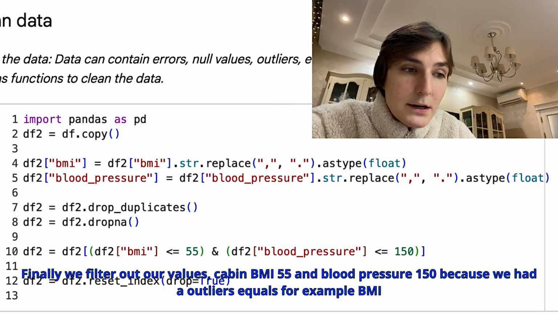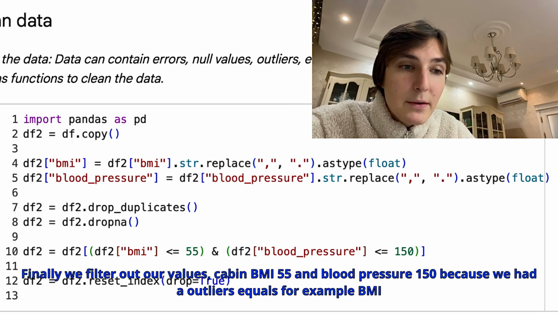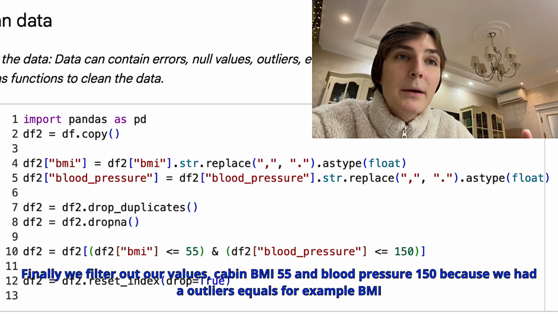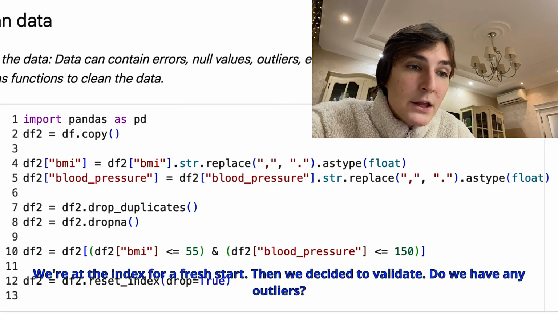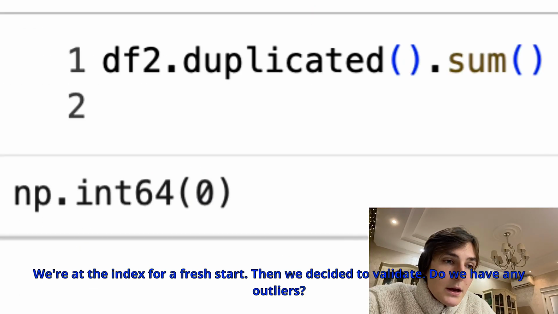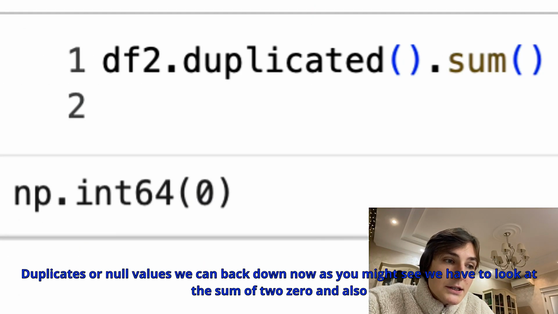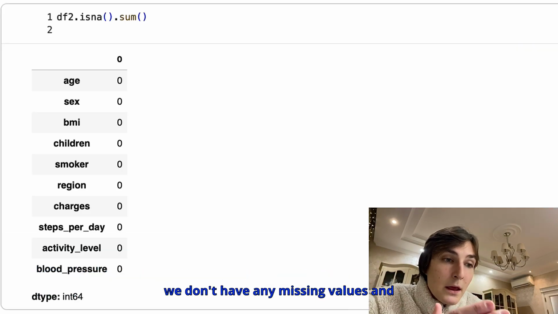Finally, we filter out outliers, keeping BMI at 55 and blood pressure at 150, because we had outliers equal to, for example, BMI 22,000, which was of course not correct, and we decided to make this filter. And we reset the index for a fresh start. Then we decided to validate whether we have any outliers, duplicates, or null values. We conduct the analysis. As you might see, we have duplicated sum equals 0, and also we don't have any missing values.